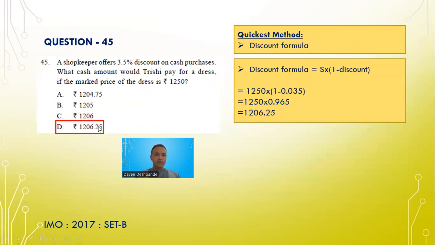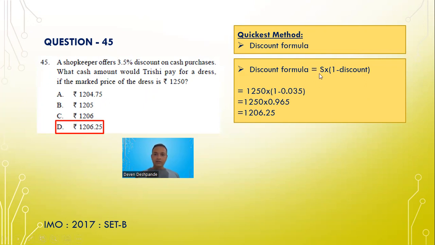A shopkeeper offers a 3.5% discount on cash purchases. What cash amount would Trishi pay for a dress if the marked price of the dress is 1250? Easy one, isn't it? Because you are getting a discount. If you go to a shop and want to buy a thing which costs 100 rupees, and you are getting 20% discount, then how much do you pay? You pay 80, isn't it? Because it will be 100 into 1 minus the discount, which is 20%. So 1 minus 0.2. 100 into 0.8 is 80.